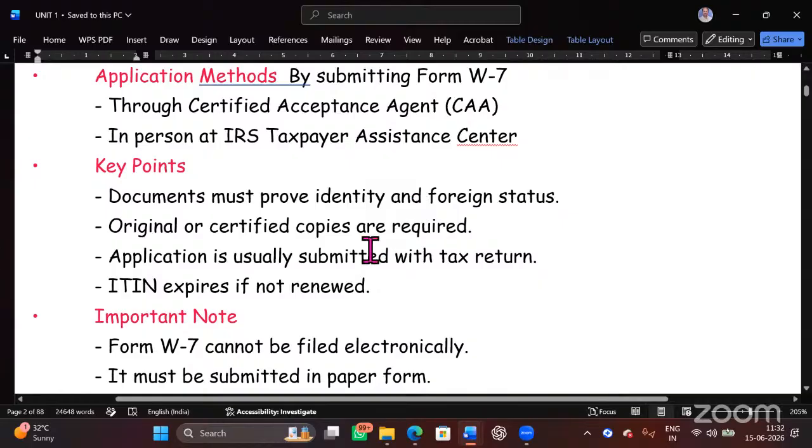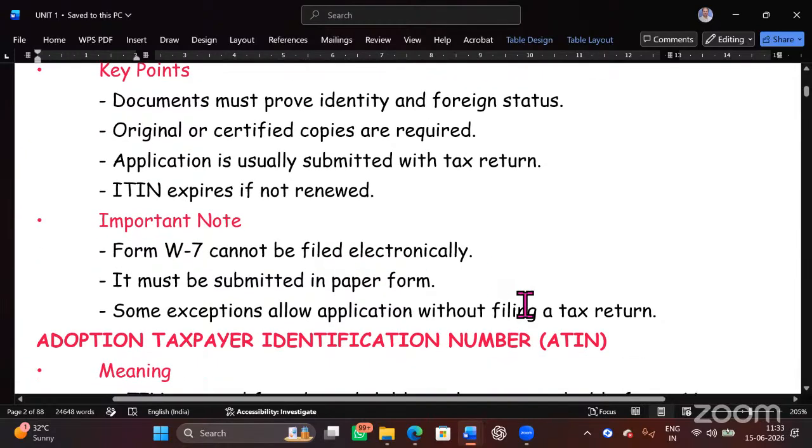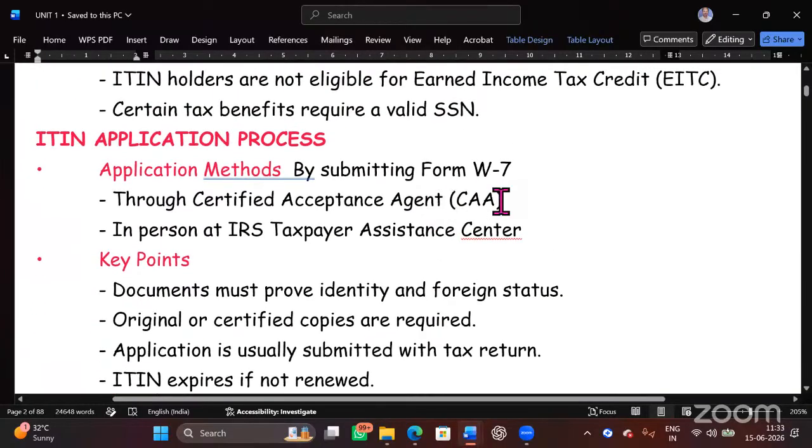This ITIN number is not permanent, it is purely temporary. Even after getting that number, if the taxpayer does not use that number continuously for 3 years, automatically that ITIN number will lapse. It is a temporary document, a temporary number. This Form W7 cannot be filed electronically. Online is not permitted. The paper form is to be submitted through CAA or TAC.